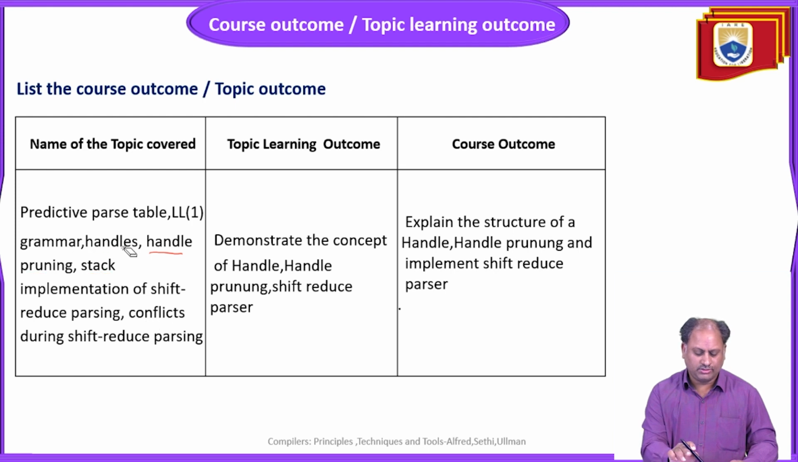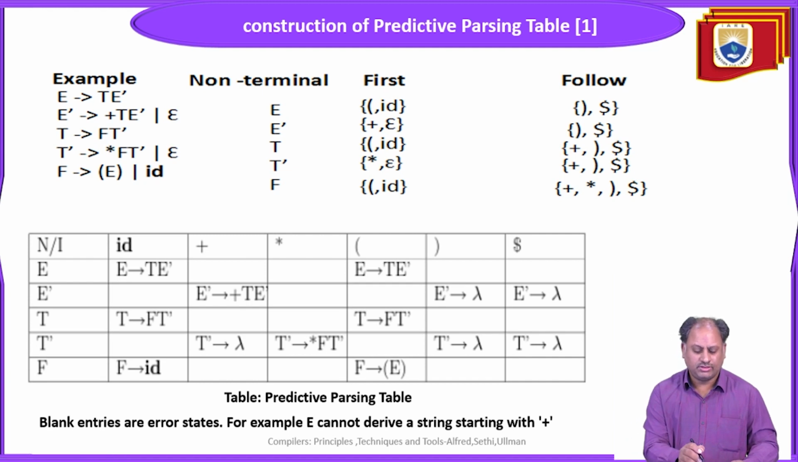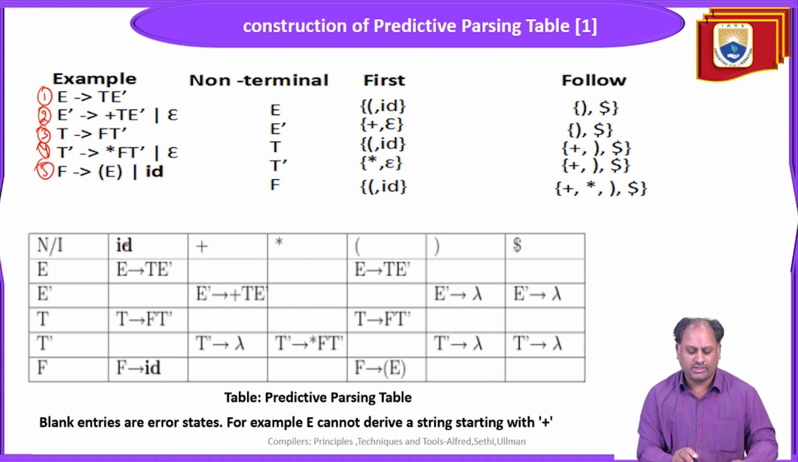So first, the grammar which is to be considered for the predictive parse table construction. This is the first production rule: E derives T E dash. Second production, E dash derives plus T E dash or epsilon. Third one, T derives F T dash. Fourth one, T dash derives star F T dash or epsilon. T dash derives epsilon also. And then fifth, F derives left parenthesis E right parenthesis, and also one more, F derives identifier ID.